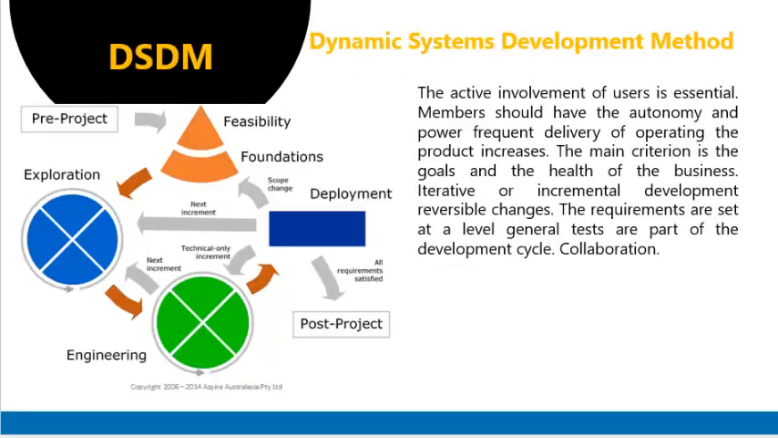DSDM, or Dynamic Systems Development Method. The active involvement of users is essential. Members should have the autonomy and power. Frequent delivering of operating product increases. The main criterion is the goals and the health of the business. Iterative or incremental development, reversible changes. The requirements are set at a high level, and tests are part of the development cycle and collaboration.